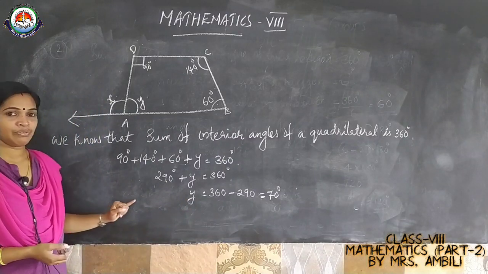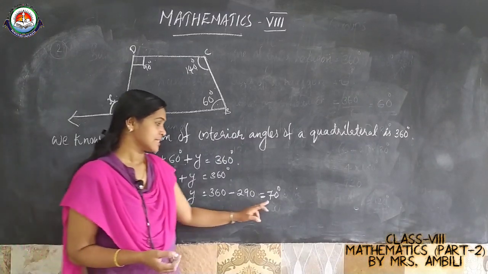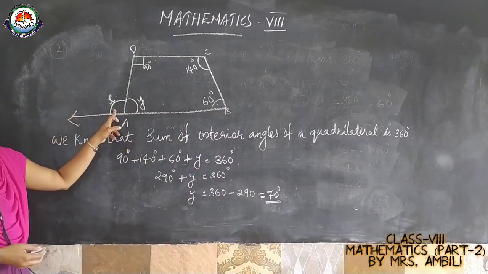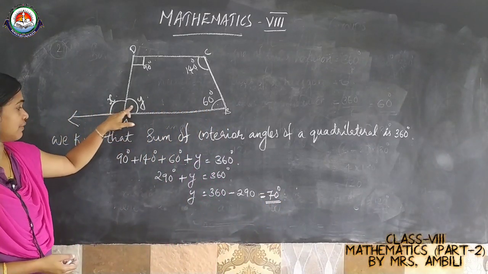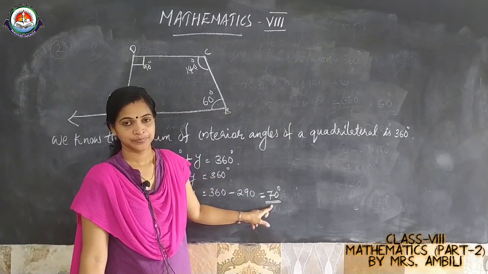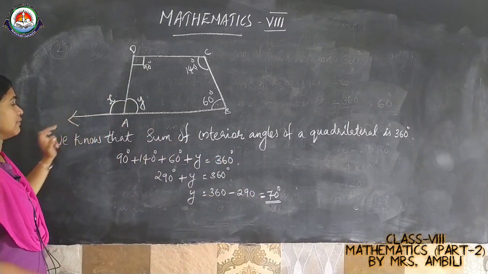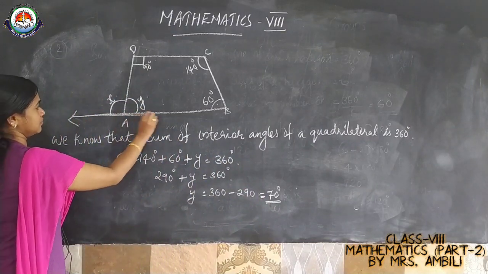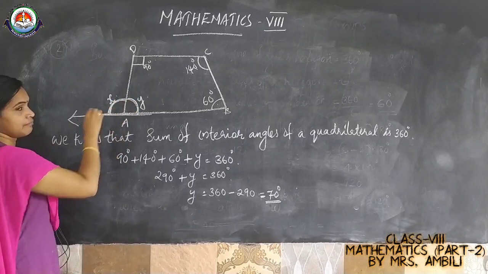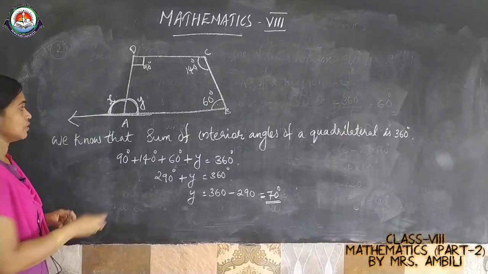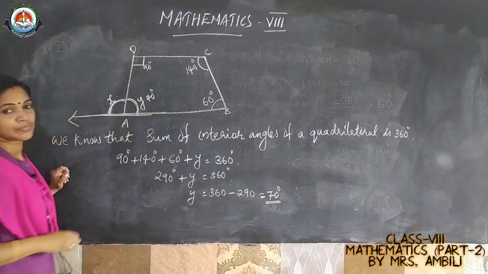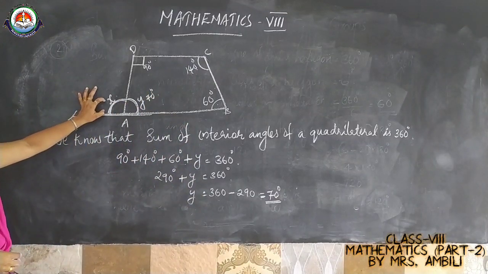Okay, now what we got? Y equal to 70 degree. So, now we can find out the value of x, because y equal to 70 degree we got. Okay, so x, we know that it is a straight line. What is this angle? Total angle 180 degree. So, y we got 70 degree. What about this angle x?